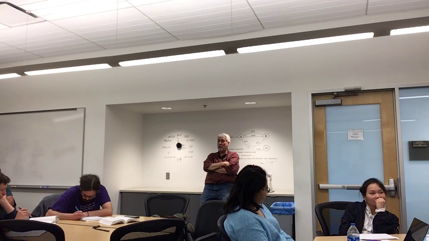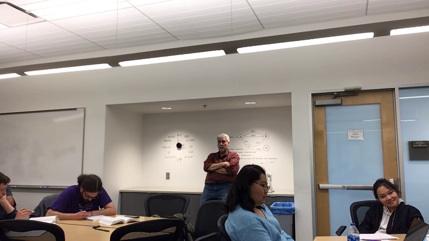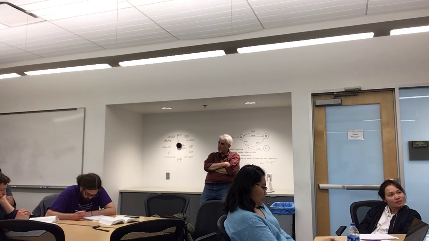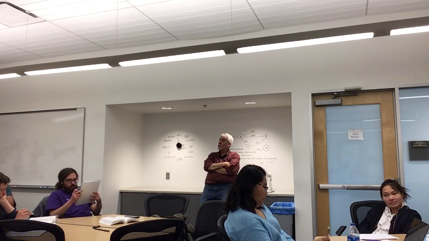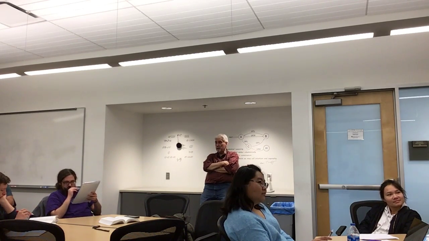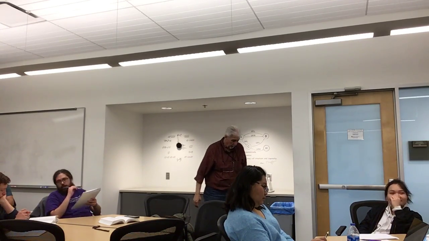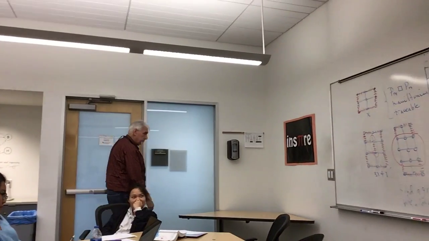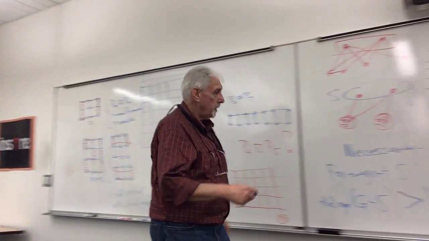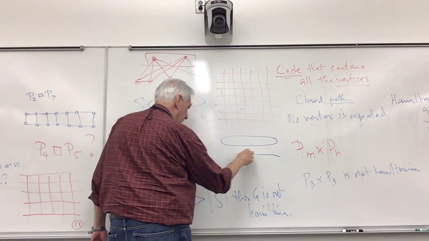Remind me again, bipartite means what? The vertices partition into two sets, with no adjacencies between vertices within one of the sets. Okay, so I'm going to partition the vertices into two independent sets. So here's my graph, and I'm going to draw it.